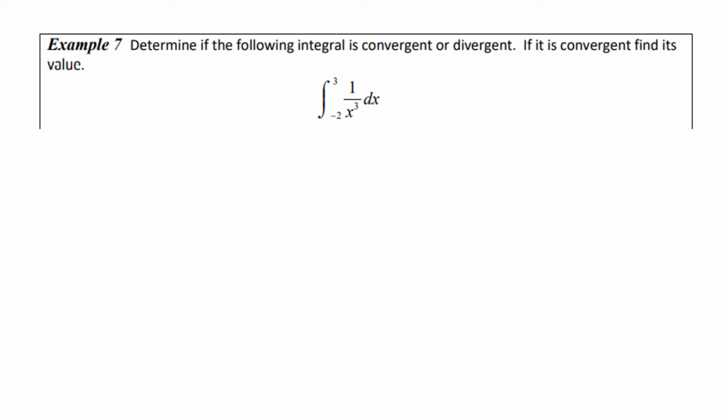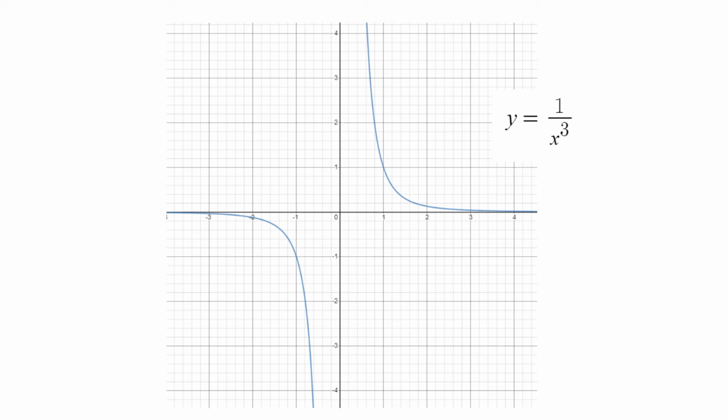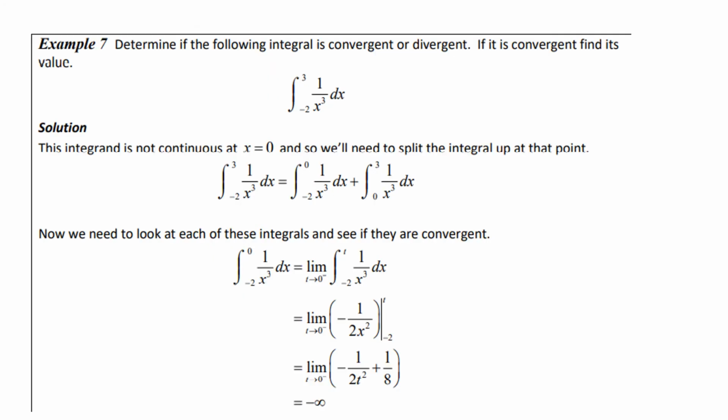Here's another one. Determine if the following integral is convergent or divergent, and if it's convergent, find its value. So we're integrating from minus 2 to 3, 1 over x cubed dx. Well, again, the graph tells us much, and between minus 2 and 3, there's this infinity business happening, so we're suspicious. So what we need to do is break this into two integrals, going from minus 2 to 0 and from 0 to 3. Now, both of these integrals have to converge for the sum to converge, so let's start with the definite integral from minus 2 to 0 of 1 over x cubed.